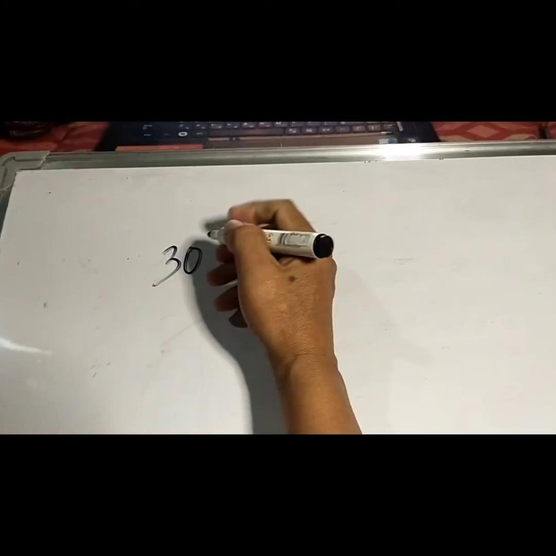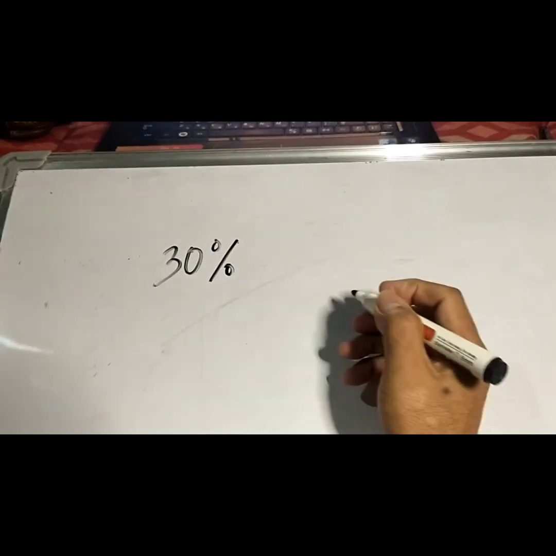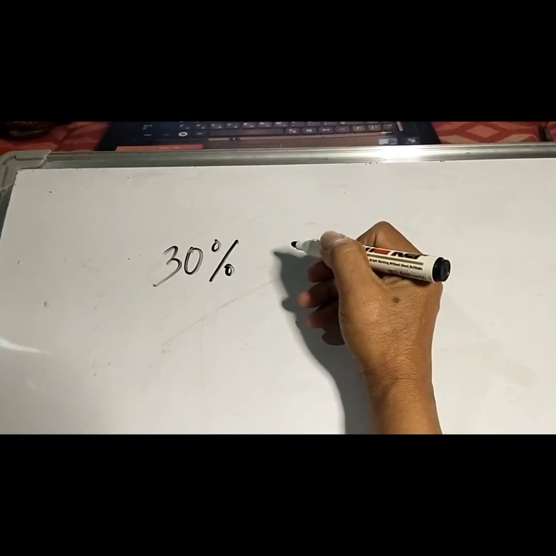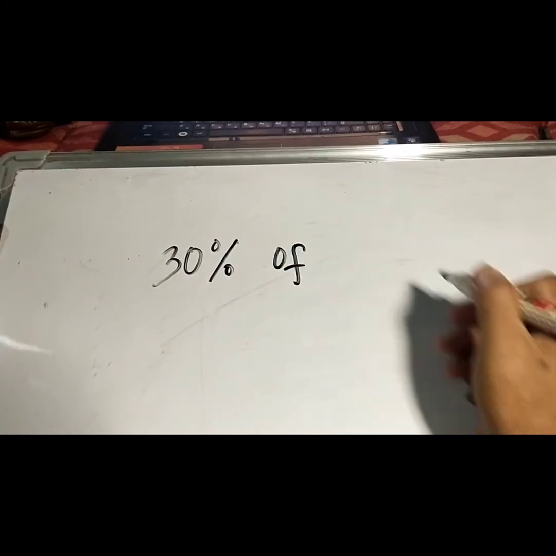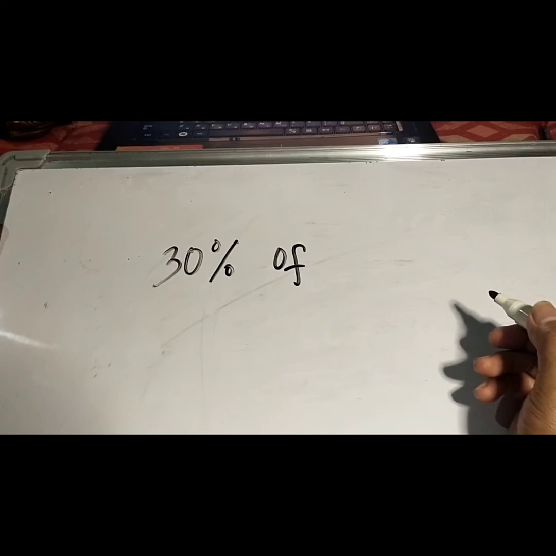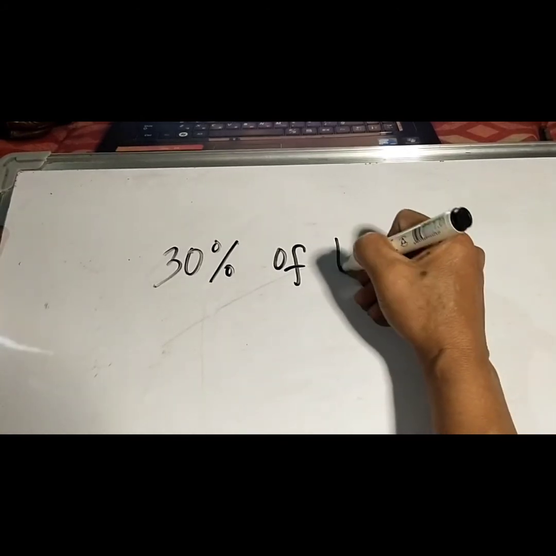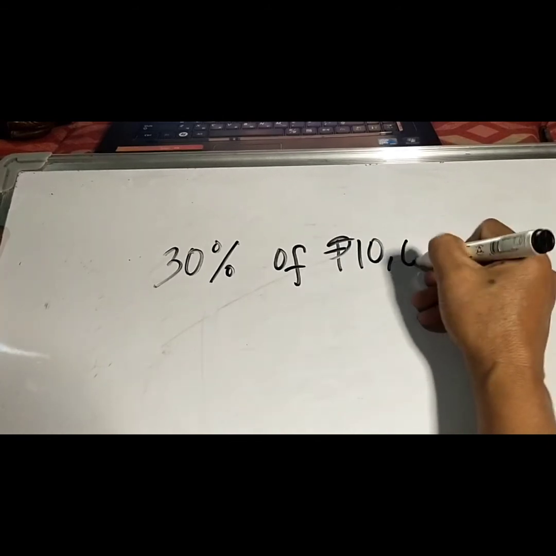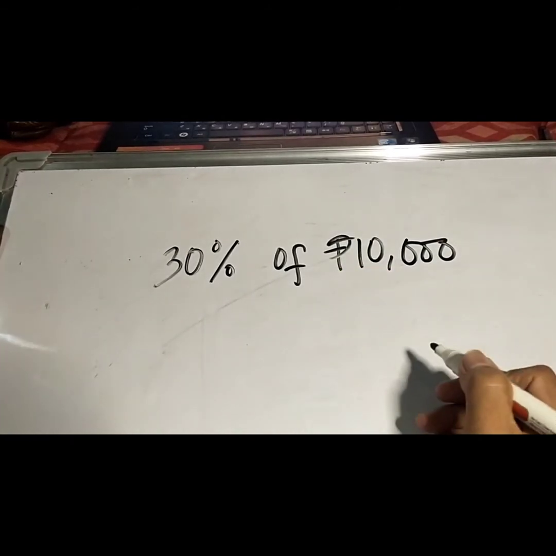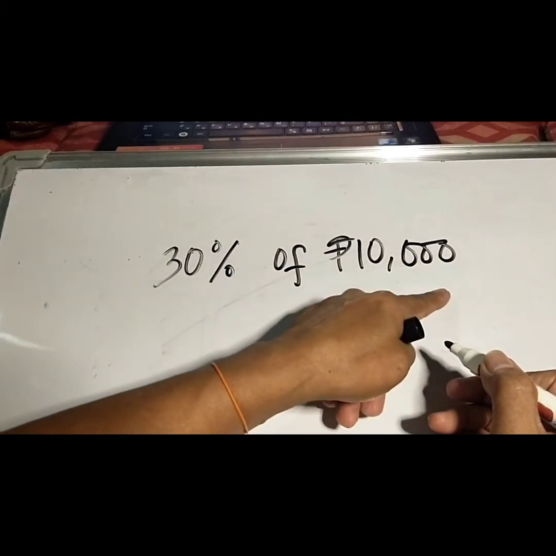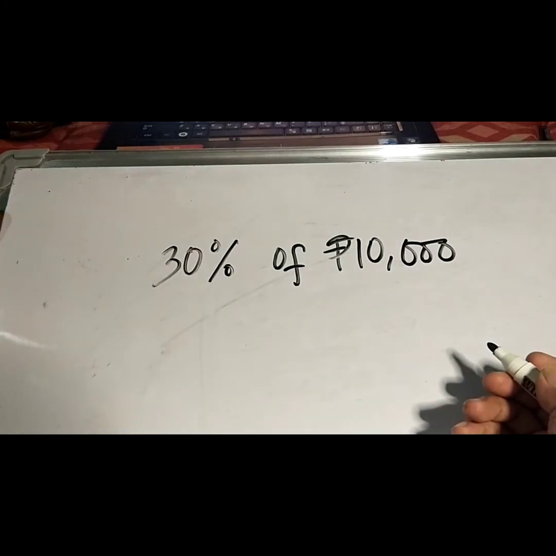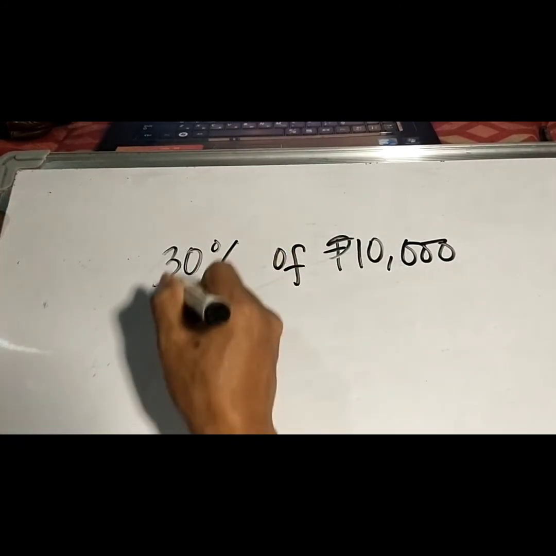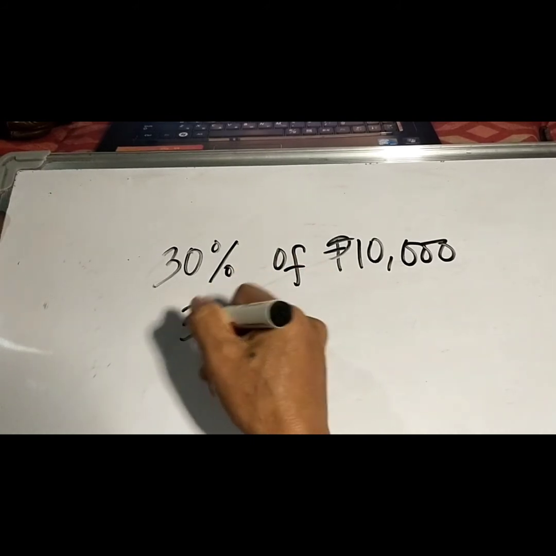We have 30%. So what will be our base in computation? So 30% of what? So 30% of the family income. How much is the family income? You have 10,000. So we have to get 30% of 10,000 to get the allocation or budget for food. Now, so again we will change percent to decimal. This becomes 30 hundredths or 0.30.